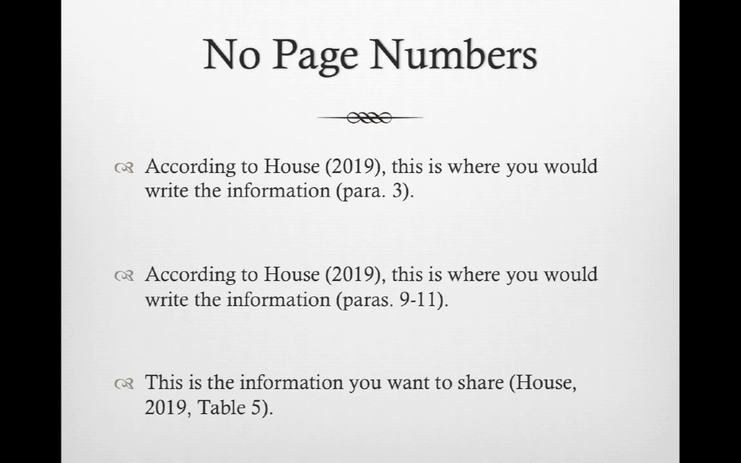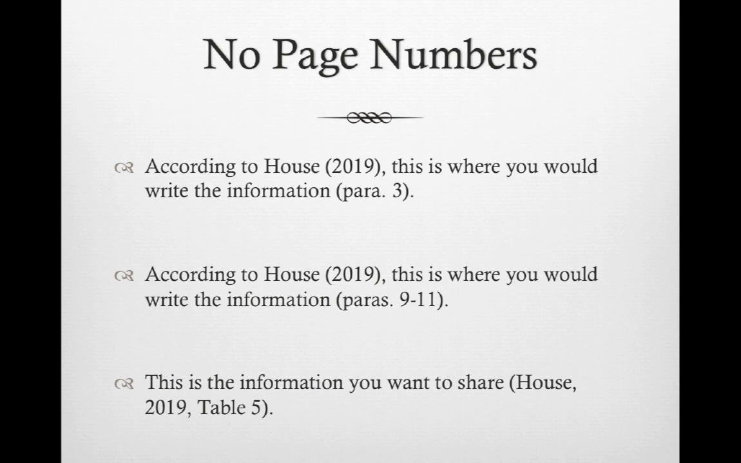So what if there aren't any page numbers? There are a couple different options here. As you can see in the first example, if a page number is not available, you can use the paragraph number. Obviously, paragraphs aren't likely to be numbered in a lot of your sources, so you just simply count them. Instead of p period for page, you would write lowercase p-a-r-a period for paragraph.